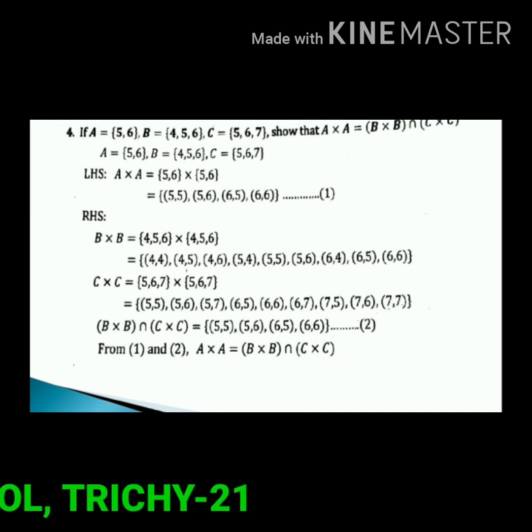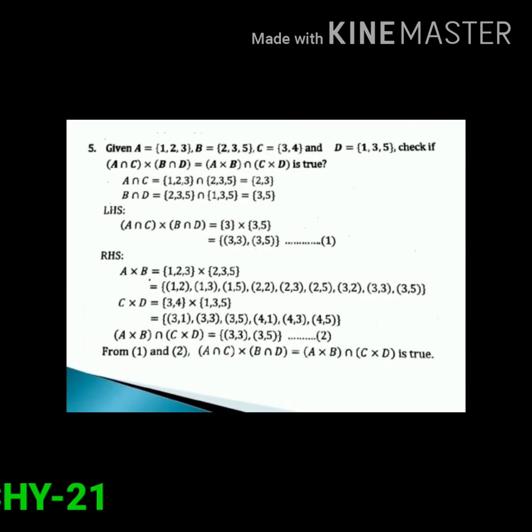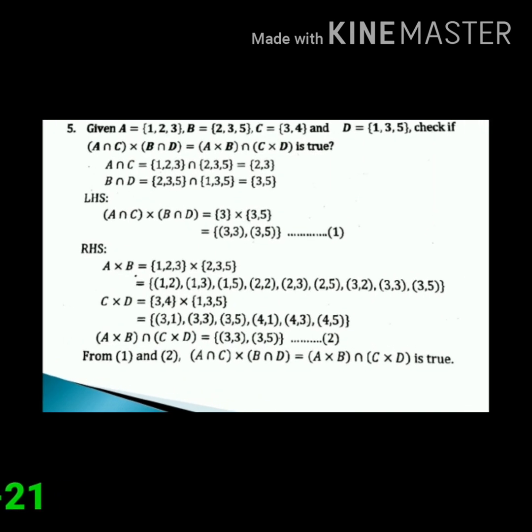So from the two equations, 1 and 2, we have the result: A cross A is equal to B cross B intersection C cross C. Hence that is proved. The next one: given A equal to {1, 2, 3}, B equal to {2, 3, 5}, C equal to {3, 4} and D equal to {1, 3, 5}.